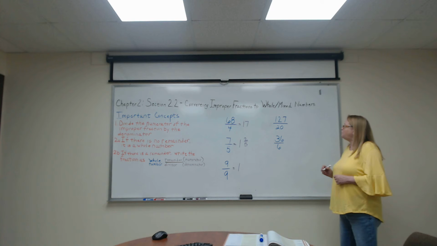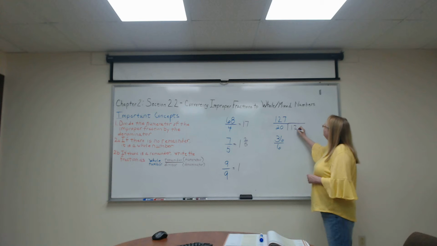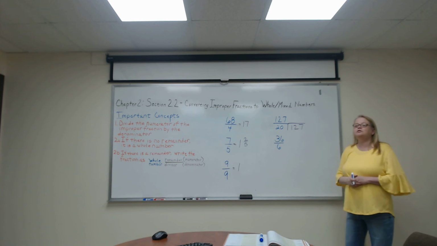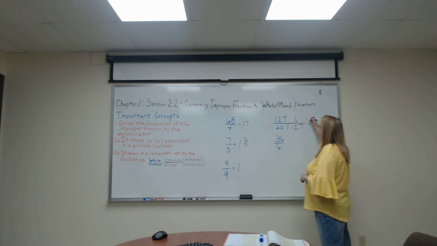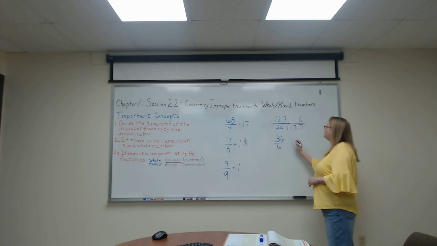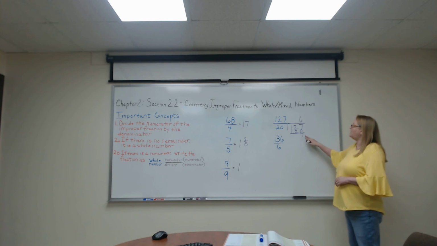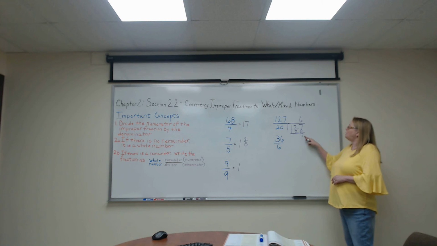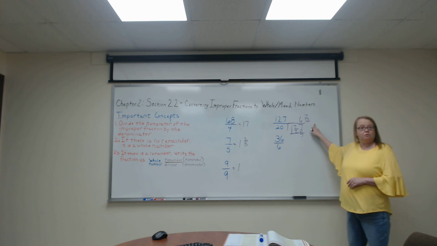So let's look at this example right here. If we do our division, we know 20 can go into 127 6 times. And I put it in the wrong place. So 6 times 20 is 120. Leaves us with the 7. And again, our numerator is going to be smaller than our denominator. So our answer for this problem is 6 7/20.